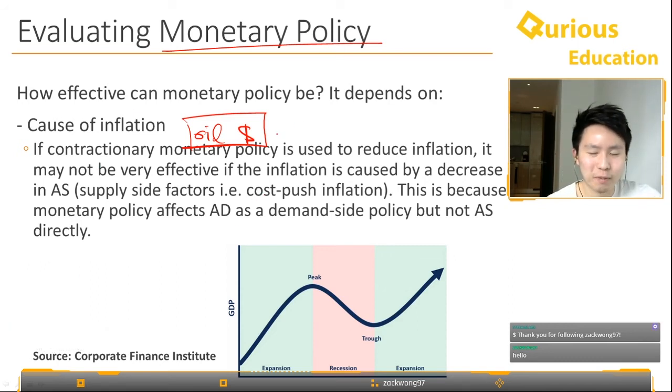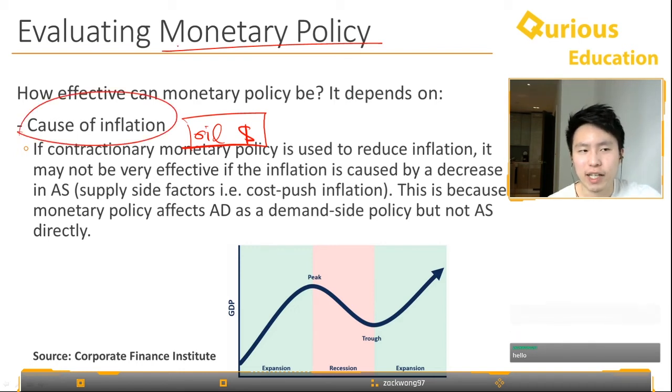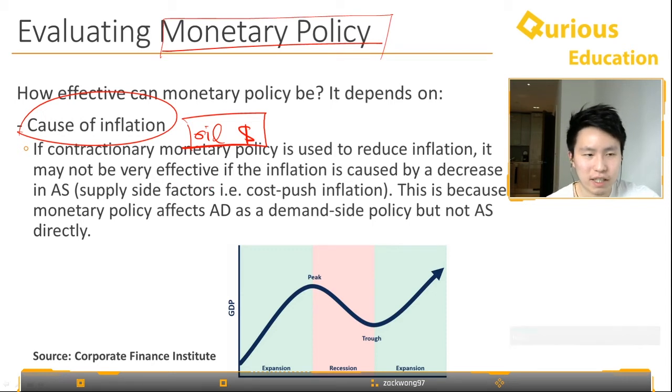So where was I? Yes. We want to know the cost of inflation if we're using monetary policy to control the level of inflation. Say if we want to increase the interest rates to decrease the level of inflation, then we want to make sure that the inflation is caused by too high a level of demand in the economy rather than the supply, especially when oil or other raw materials are too expensive.